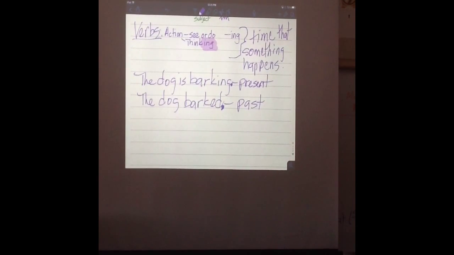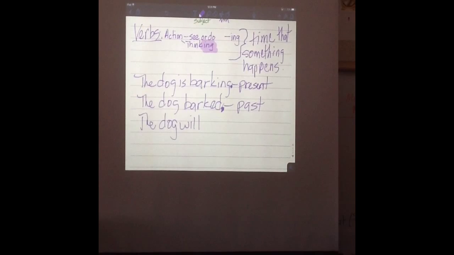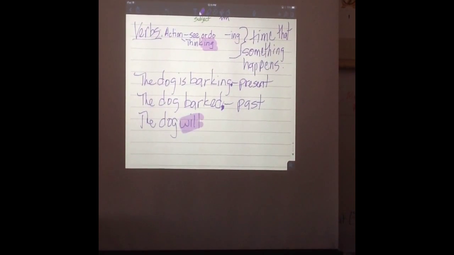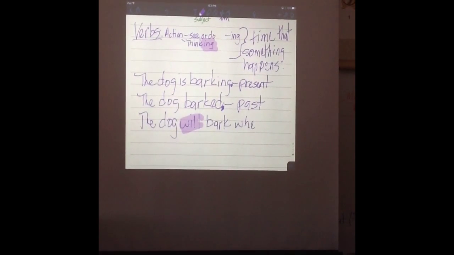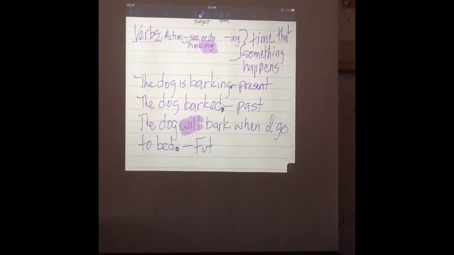And the dog will. Ooh, here's our word. That's a clue word. Will? Will bark when I go to bed. What does that mean? Future. It is future.